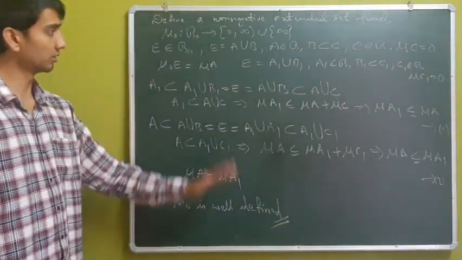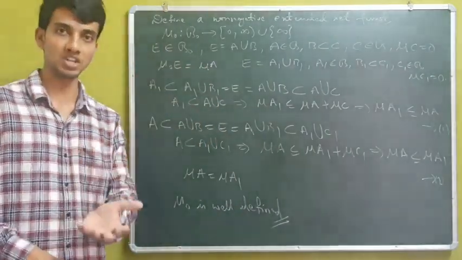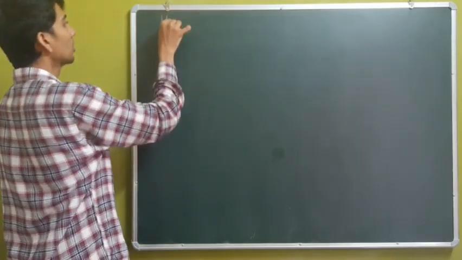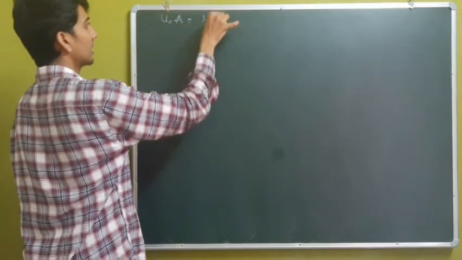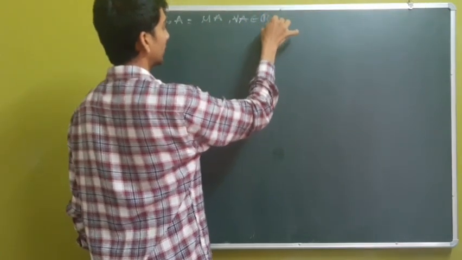So we have mu naught to be well defined. So now we will get into proving that mu naught is a measure. Next, to prove mu naught is a measure, first I have mu naught of A to be the same as mu of A for each A in B naught.